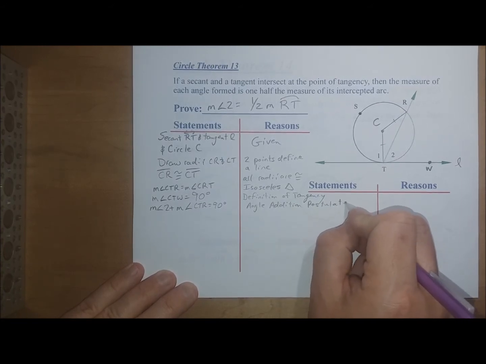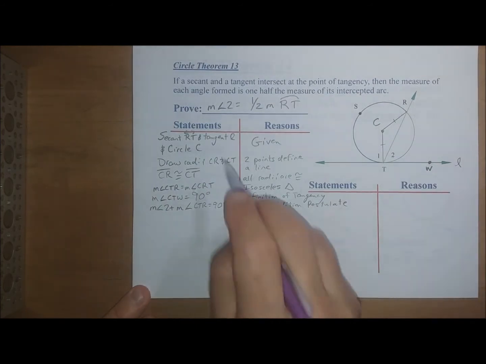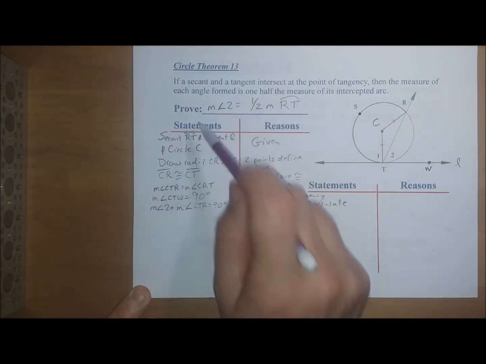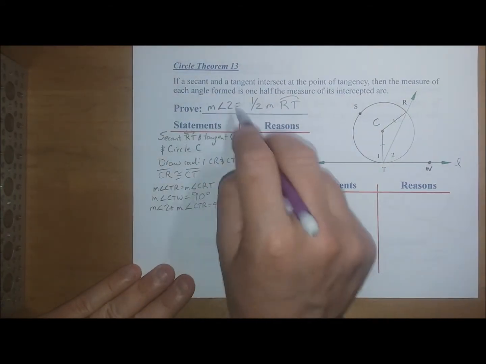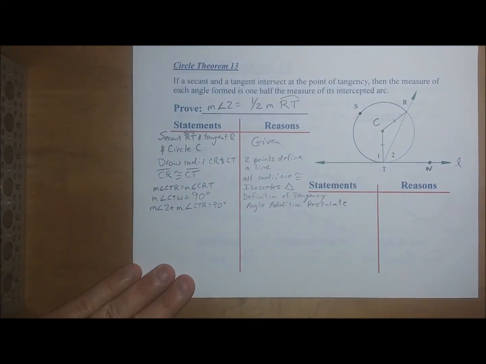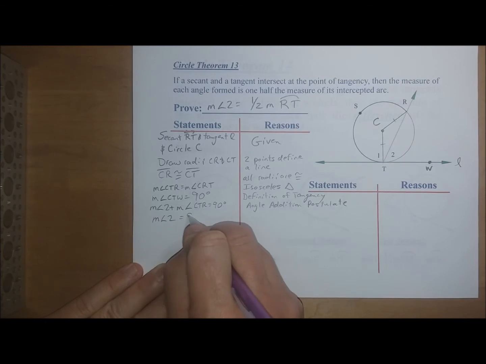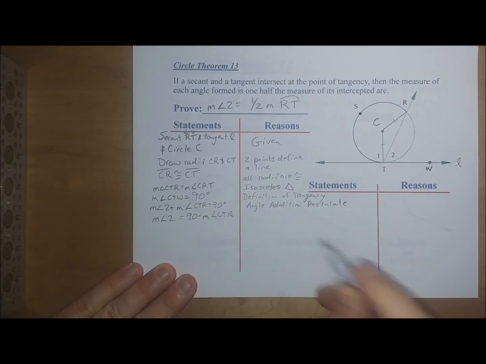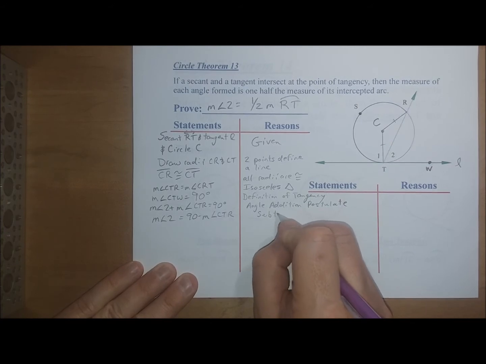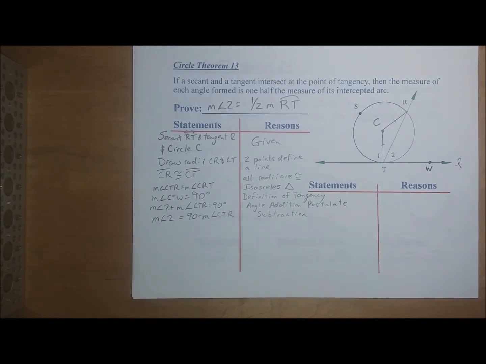Angle addition postulate, good. You know what, I'd like to have that in terms of angle 2 because I'm looking at my dashboard, my GPS, keeping an eye on my destination, and knowing that I'm going to need the measure of angle 2 somewhere, I'm going to subtract the measure of angle CTR from both sides. So I have the measure of angle 2 equals 90 minus the measure of angle CTR. Okay, I just did a subtraction there, right? Good. All right, where are we going to go from there?